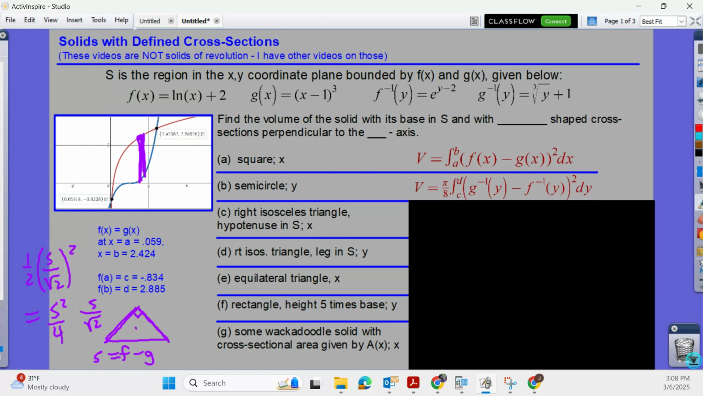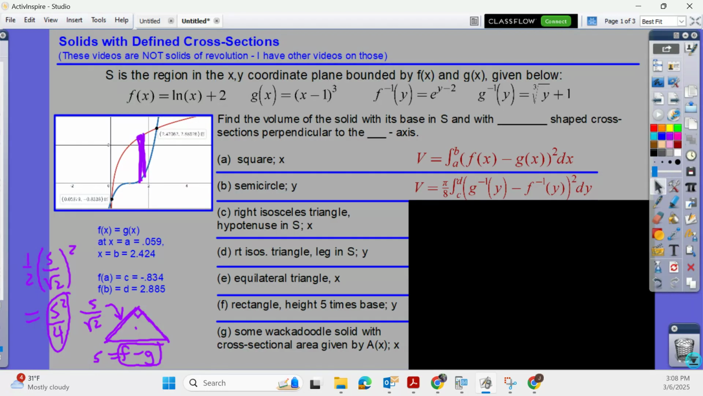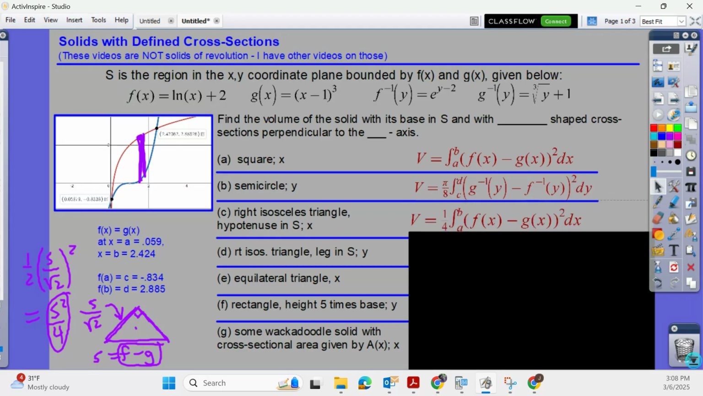And what was that side there? What was s again? It's f minus g. So that's the area of the triangle. It is f minus g quantity squared over 4. All right? So here's what the volume is going to look like.